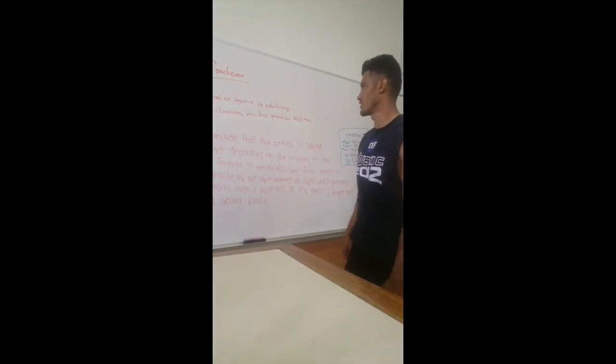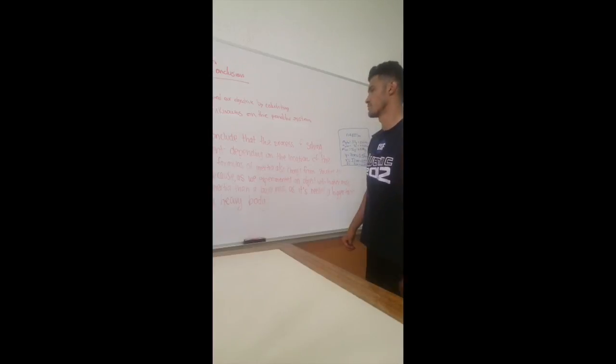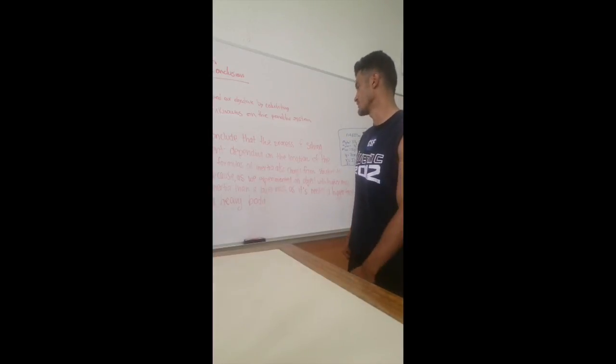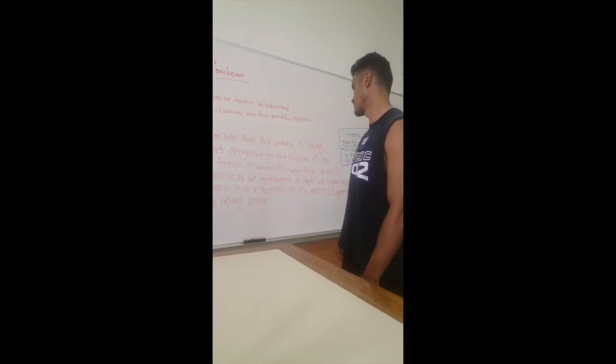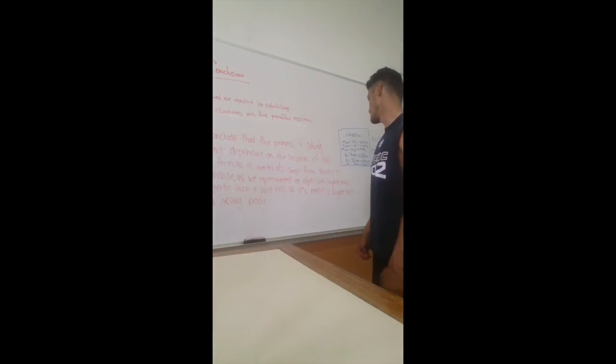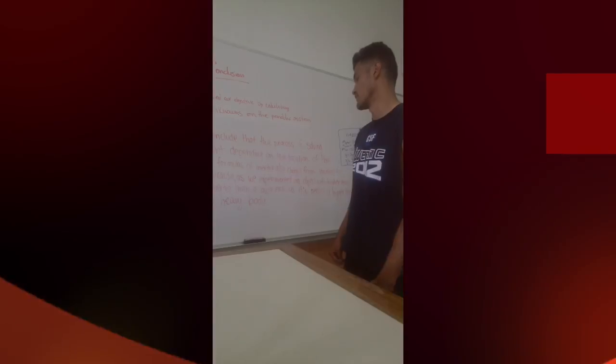Conclusion. We accomplished our objective by calculating all the unknowns on the pendulum system. We can conclude that the process of solving is different depending on the location of the pivot. Formulas of the inertia also change from structure to structure because, as we experimented, an object with higher mass has more inertia than a lower mass object, as a bigger force is needed to move a heavy body.